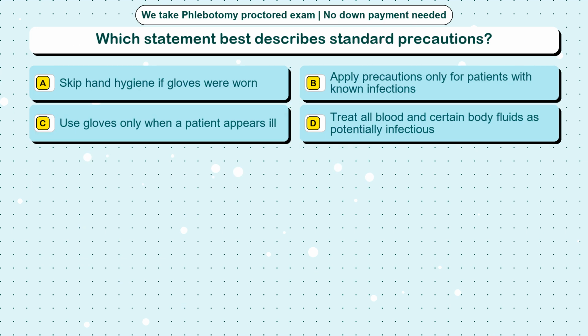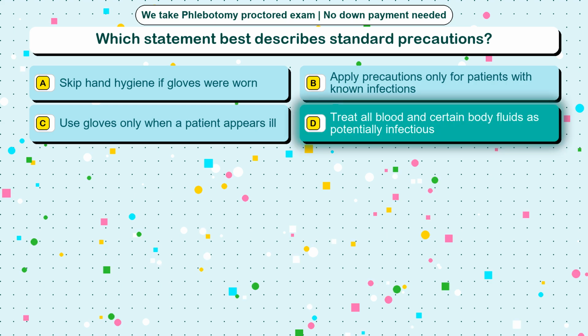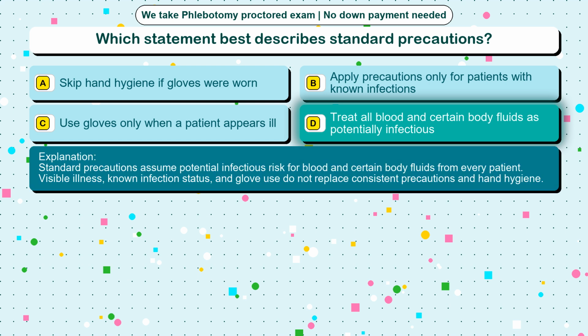Question 22. Which statement best describes standard precautions? Option A, skip hand hygiene if gloves were worn. Option B, apply precautions only for patients with known infections. Option C, use gloves only when a patient appears ill. Option D, treat all blood and certain body fluids as potentially infectious. The correct answer is option D, treat all blood and certain body fluids as potentially infectious. Standard precautions assume potential infectious risk for blood and certain body fluids from every patient. Visible illness, known infection status, and glove use do not replace consistent precautions and hand hygiene.